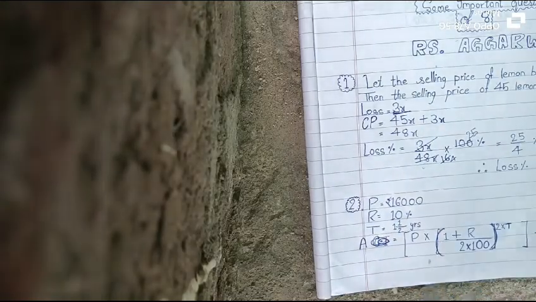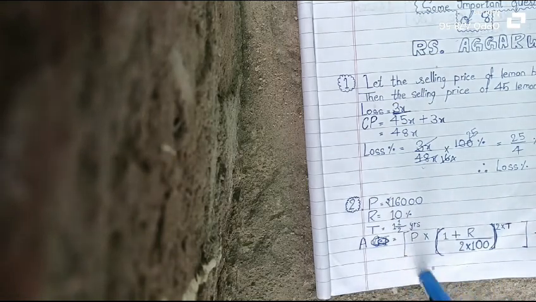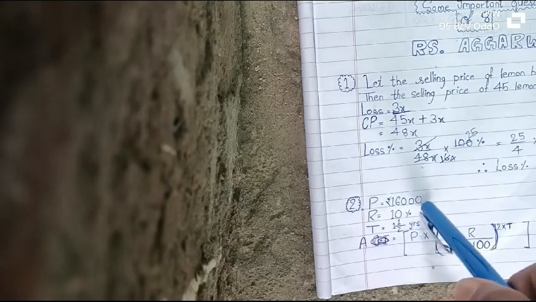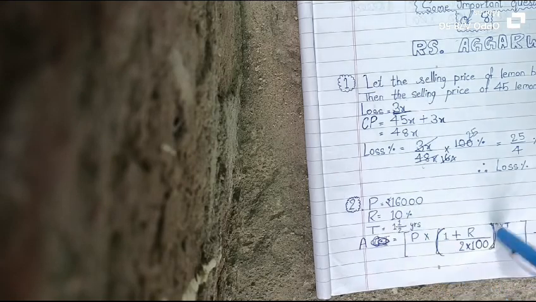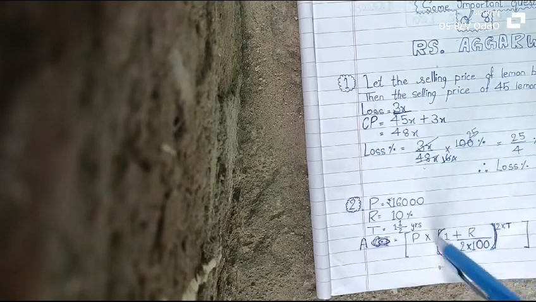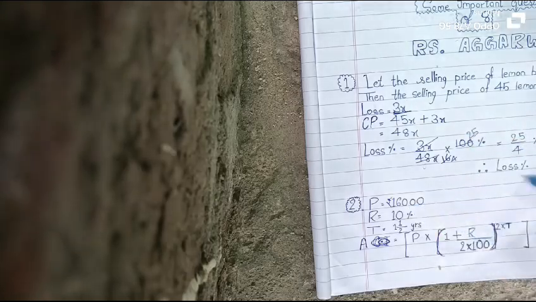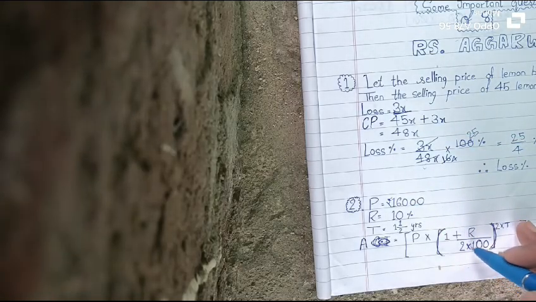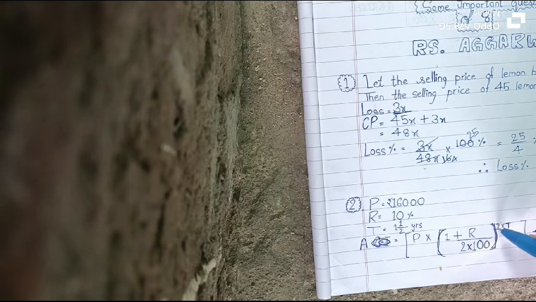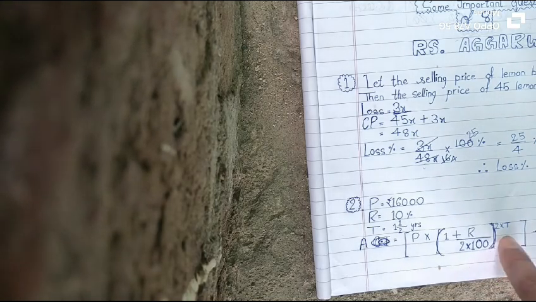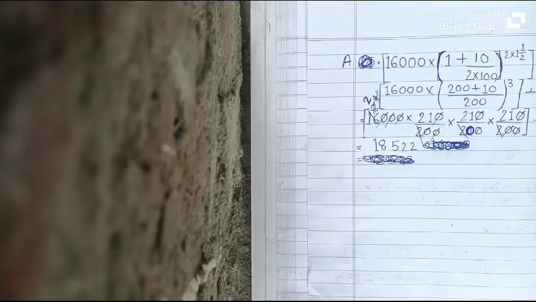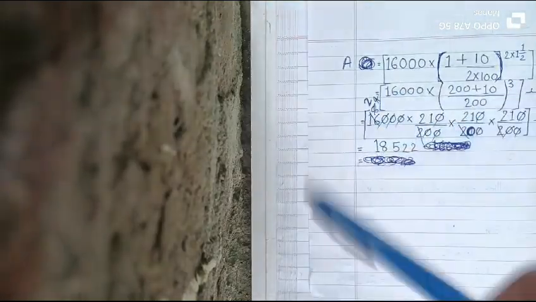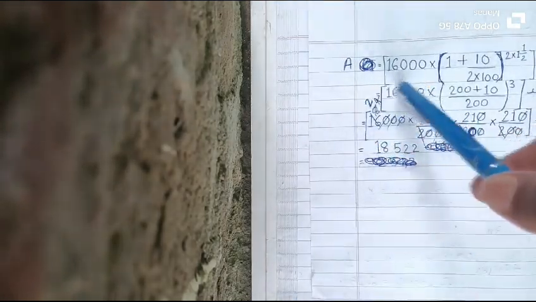And in the formula, amount is equal to principal, meaning what he borrowed, into 1 plus rate, which is 10% here as given. And if it is compounded half yearly, then here we will multiply by 2, and here we will also multiply by 2. This is the formula. And T for time. I have put the amounts in the formula.